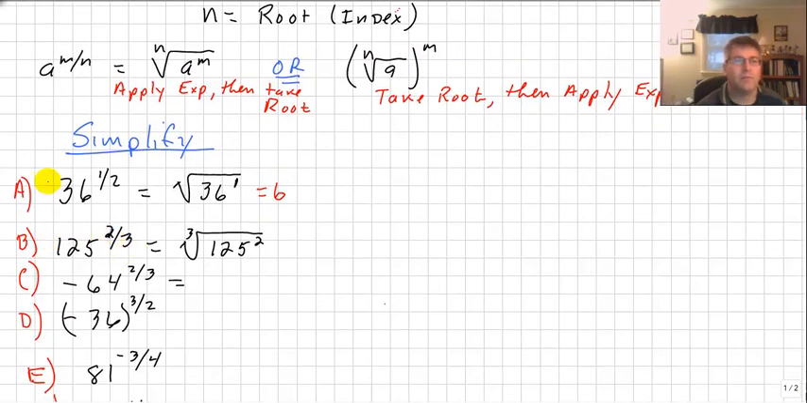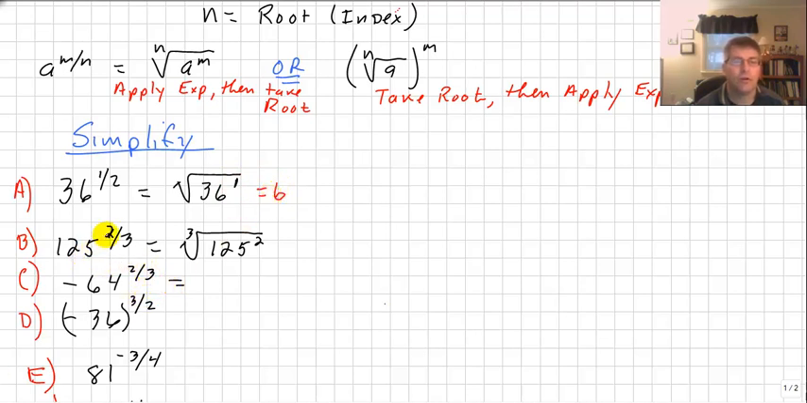So let's take a look at some samples with fractional exponents. 36 to the 1/2. We're looking at power over root, so it's 36 to the first power, and it's the square root of that. So we've got the square root of 36 to the first power. Well, this is simply the square root of 36, so our answer is 6.